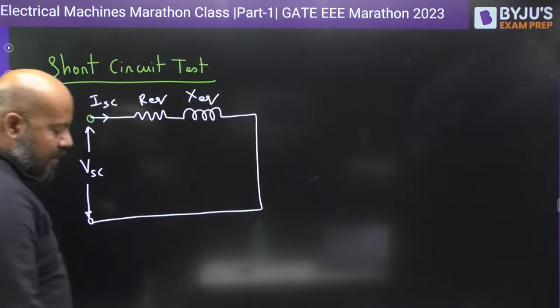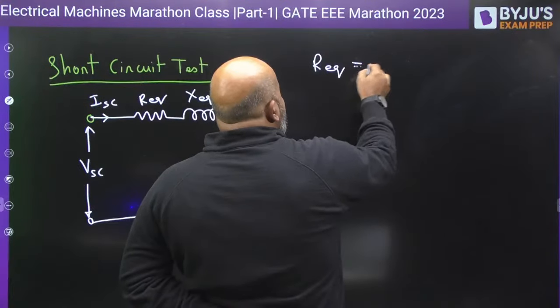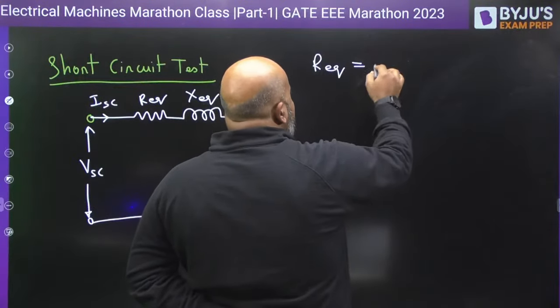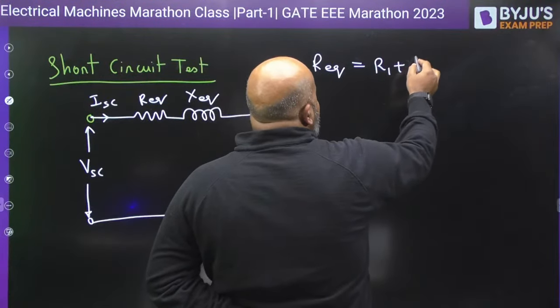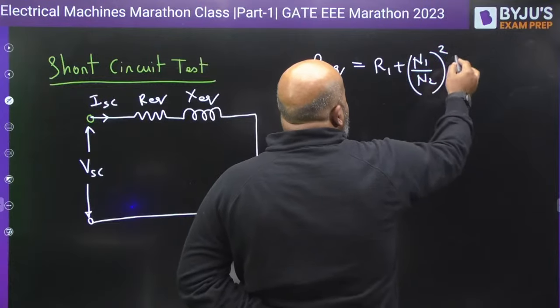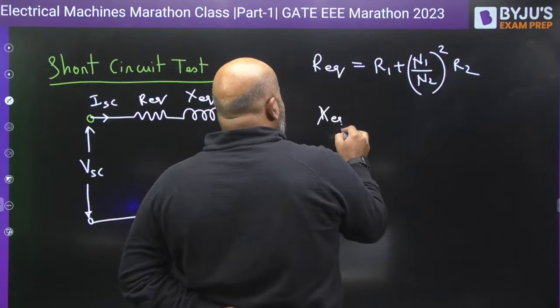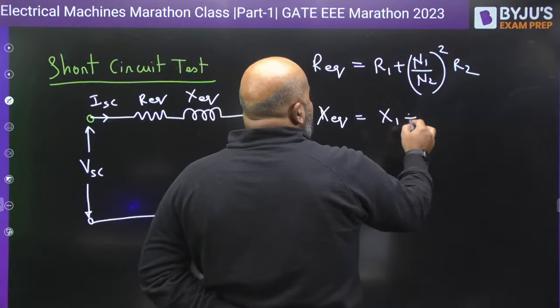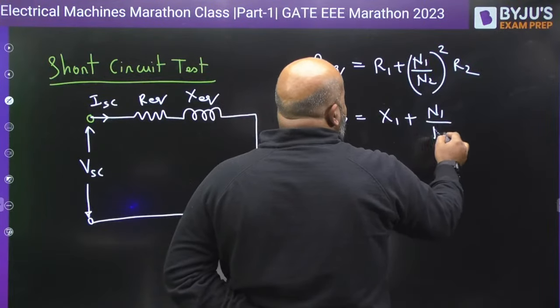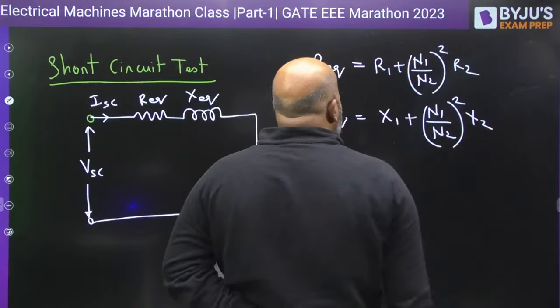What is this R equivalent, X equivalent? Let me just write it for you. R equivalent, if it is referred to the primary side, in general we are referring to the primary side, is R1 plus (N1 upon N2) whole square times R2. And what is X equivalent? It is X1 plus (N1 upon N2) whole square times X2.